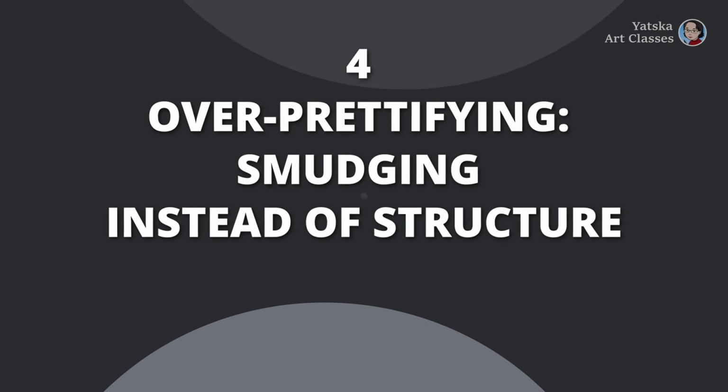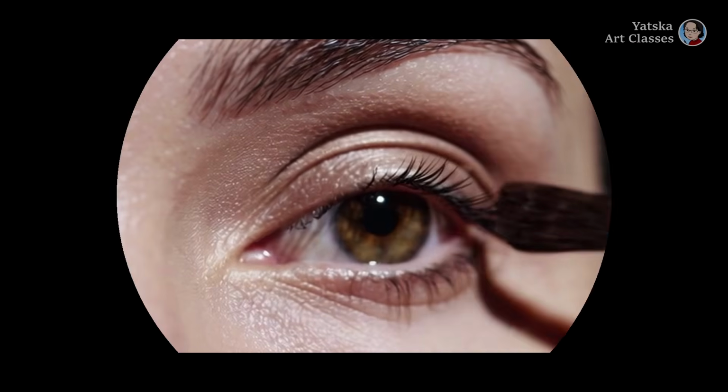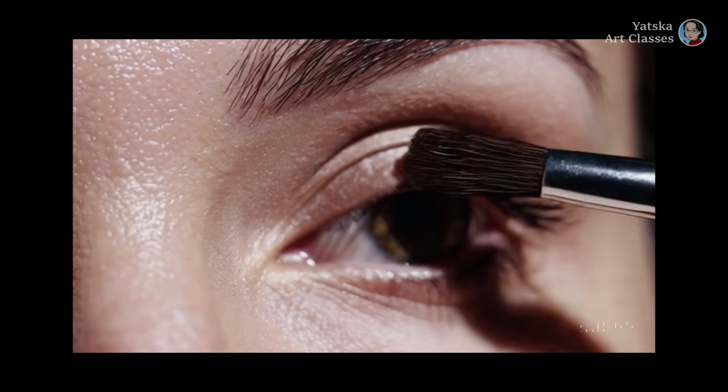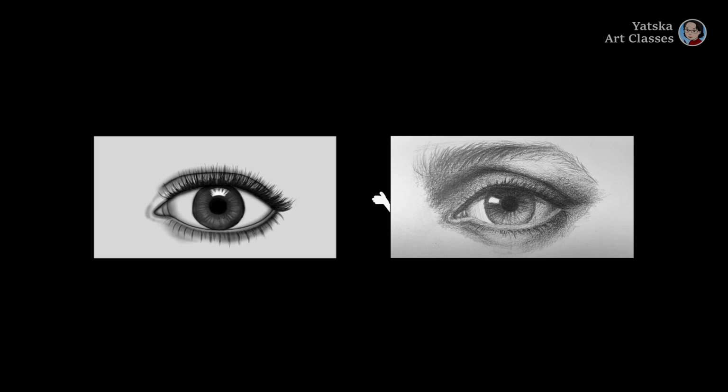Mistake number 4. Over-prettifying. Smudging instead of structure. People start smudging everything, as if blur can replace understanding volume. Smudging without structure isn't realistic. Check yourself, squint at it. The 3D forms should still read, even when the details fade. In our case, yeah, the devil is in the structure.